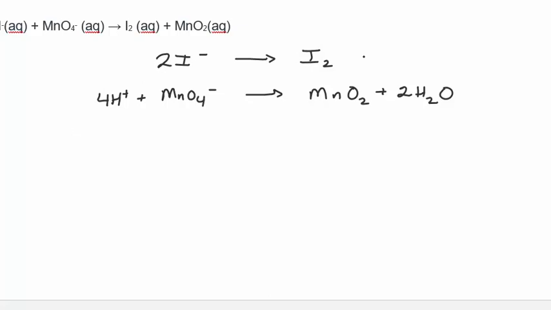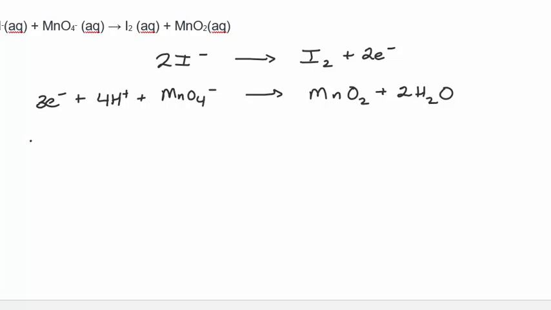Starting with the iodine reaction, I'm going to put 2 electrons on the product side in order to balance the charge across the arrow. And for the manganese reaction, I have 4 positives and 1 negative, so I have a 3 positive on the reactant side, but I'm neutral on the product side. So I need to put 3 electrons here.